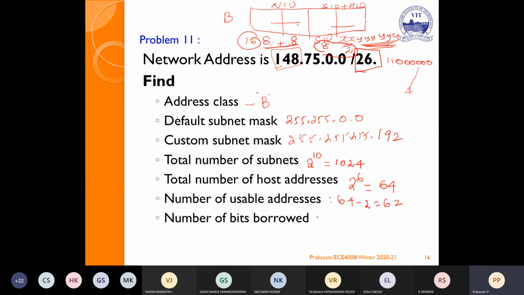So number of bits borrowed. Totally we are using 26 bits as the mask. Out of that, 16 is network. So in subnet plus host, we have borrowed 10 bits, because 26 is the mask and 16 is already for the default network. We are borrowing 10 bits from the last 2 fields to represent our subnet ID. So totally 10 bits. Any doubt?